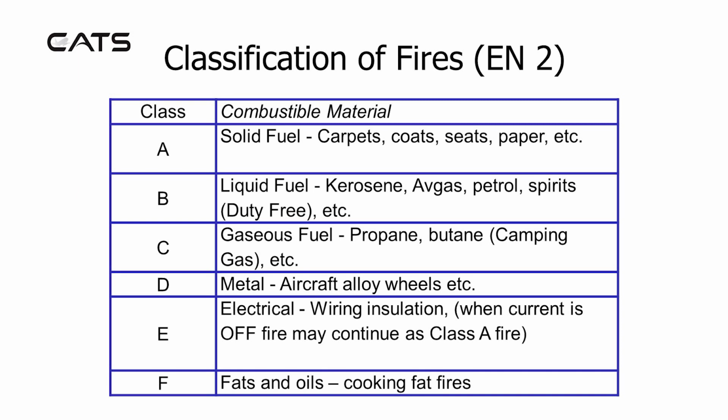Fires are classified according to latest European regulations from A to F. A is solid fuel, which includes carpets, coats, seats, paper, etc. B is liquid fuel, kerosene, avgas, petrol, spirits such as the duty-free. C, gaseous fuel, propane, butane, camping gas. D is metals, the aircraft alloy wheels for example. E is electrical, wiring, insulation. And F, fats and oils.